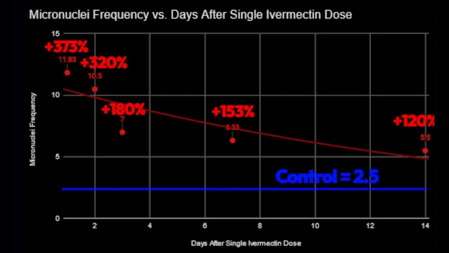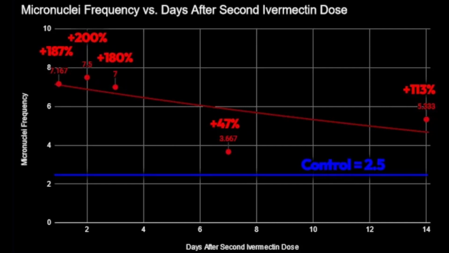That is major. In the second chart here, micronuclei frequency versus days after the second ivermectin dose. 1 day after, plus 187%. 2 days after, plus 200%. 3 days after, plus 180%. 7 days after, plus 47%. And finally, 2 weeks after, plus 113% in terms of micronuclei frequency versus the control.